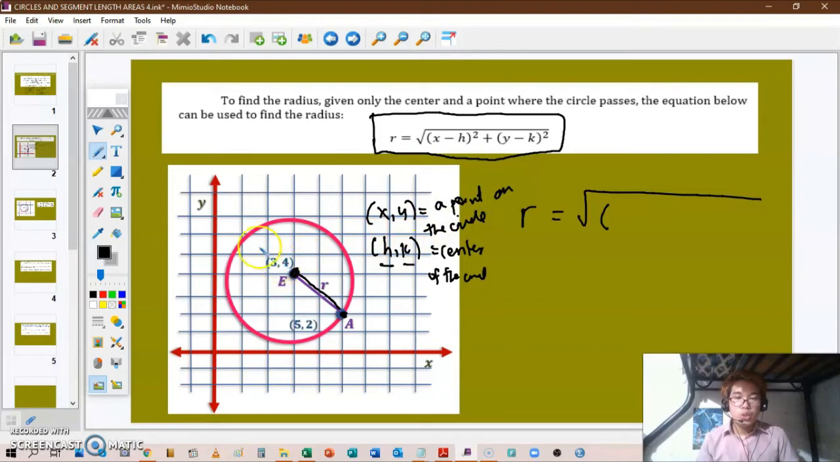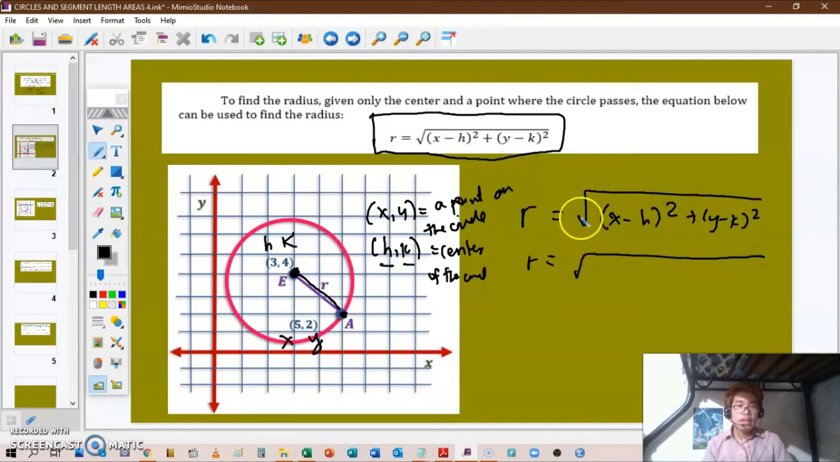So if we have here 3, 4, then h is 3 and k is 4. And if we have here 5, 2 for the coordinate of point A, so x is 5 and y is 2. Therefore we can now use the formula (x minus h) squared plus (y minus k) squared. So this is going to be equal to r, where x is going to be 5 and h is going to be 3, squared, plus y is equal to 2 minus k, which is equal to 4.